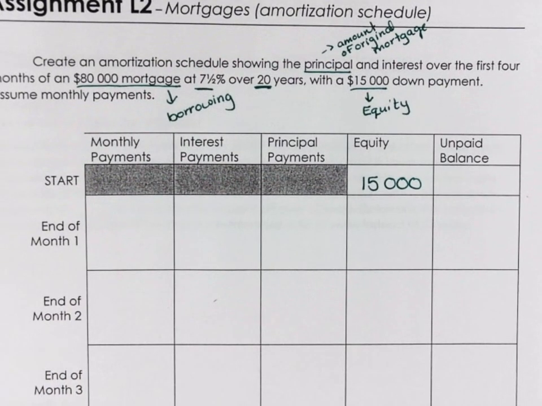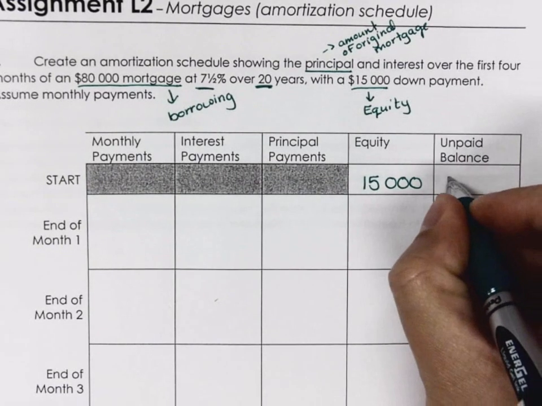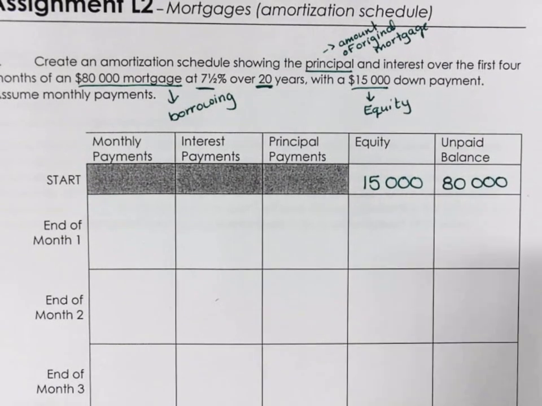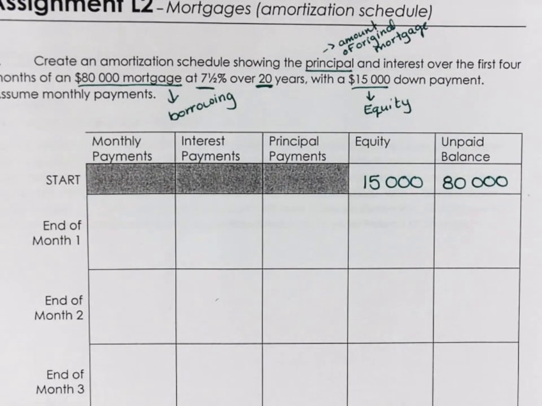So you own $15,000 of your $95,000 house. You still owe to the bank your mortgage, that $80,000. So that's in the beginning, the first day that you buy that house. You own $15,000 of it. You still owe 80.